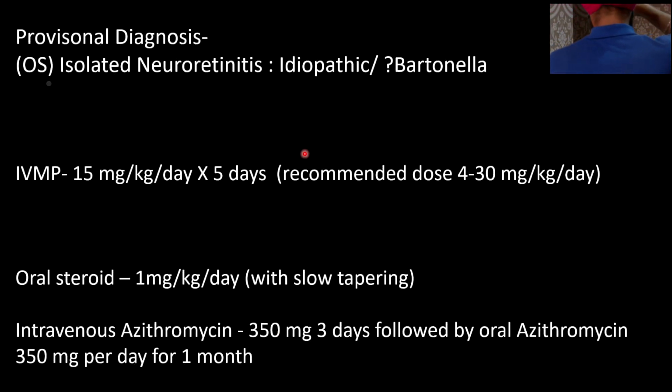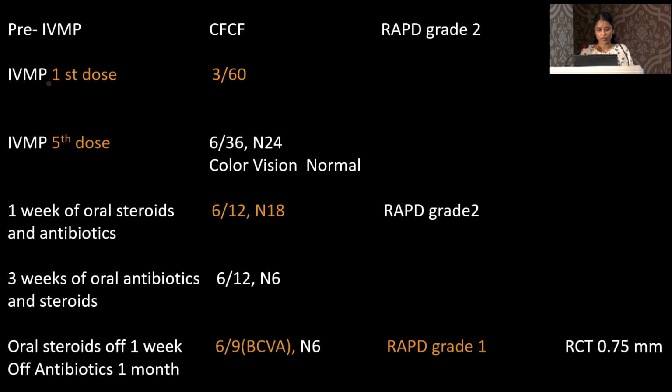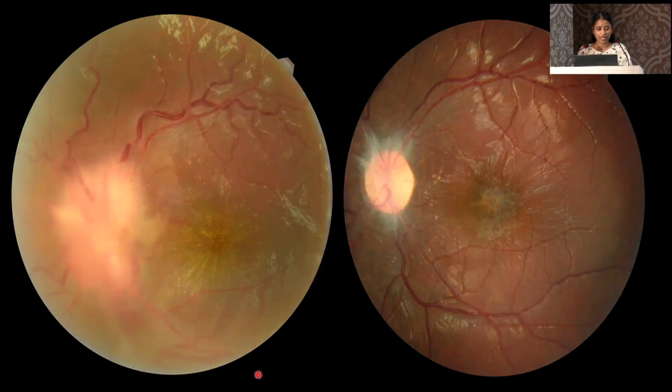The better treatment for Bartonella could have been doxycycline, but since the child was 13 years old and he was already looking stunted, I didn't want to start doxycycline. I started with the second line, which was azithromycin. So after the IVMP, the vision after the first dose was 3/60, and it improved dramatically over time, and off the steroids and off the antibiotics at 1 month, the BCVA was 6/9, and there was still RAPD grade 1.